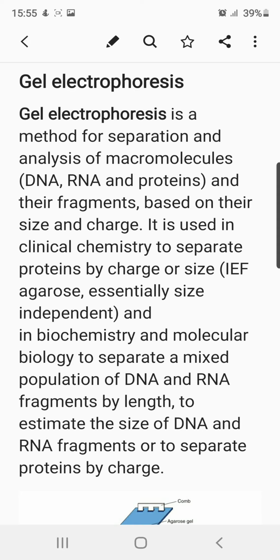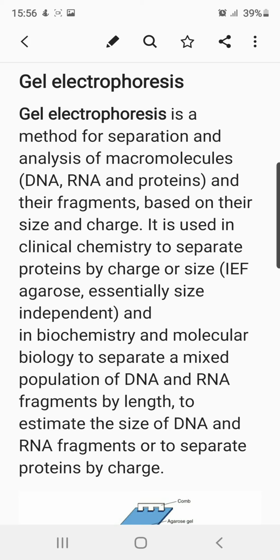Nowadays the most commonly used matrix is the agarose gel, which is a natural polymer extracted from seaweeds. The DNA fragments are separated according to their size through the sieving effect provided by the agarose gel. The smaller fragments of the DNA molecule move farther away from the wells through which the DNA fragments are loaded in an electrophoresis machine.